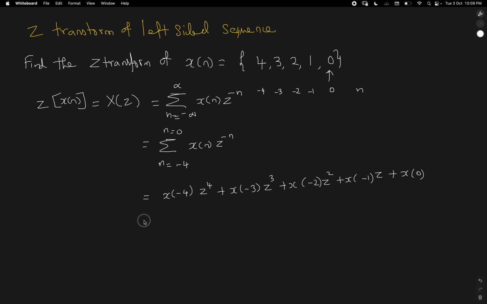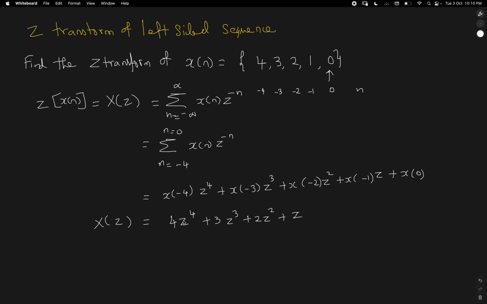In this case, x of minus 4 is nothing but 4. So the value is equal to 4z power 4 plus 3z cube plus 2z square plus 1 into z, which is nothing but z, and the value of x of 0 is equal to 0. So this is the value of x of z.